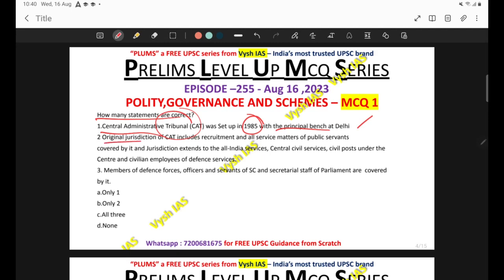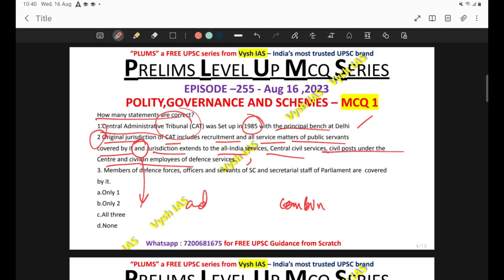Then next is: original jurisdiction of CAT includes recruitment and all service matters of public servants covered by it, and jurisdiction also extends to all India service, central civil service, and civil post under central and civilian employees of defense services. If you look at this second statement, it is a linked statement, or a combined statement, I would say. Look at this word 'and'. This 'and' is given deliberately to make this statement a little more complicated, so that the candidate will find it difficult to process this statement.